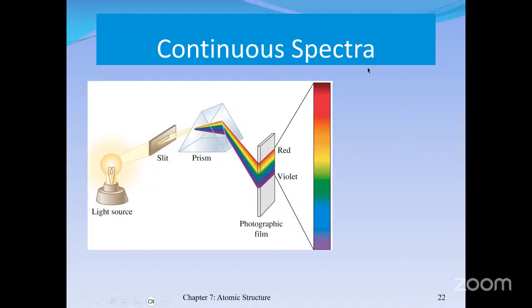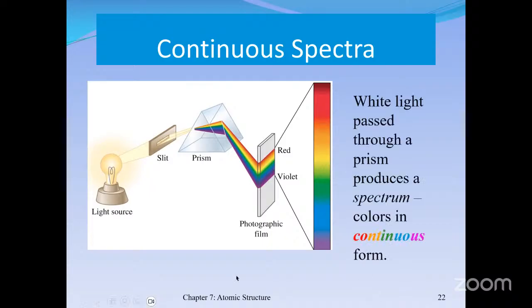And we call this a continuous spectrum, right? It's continuous because as you go from one end to the other, you see the colors running into one another without any clear line of demarcation between the different colors. So that's the continuous spectrum that is formed, which indicates that white light is a combination of all these different colors of light, all right?